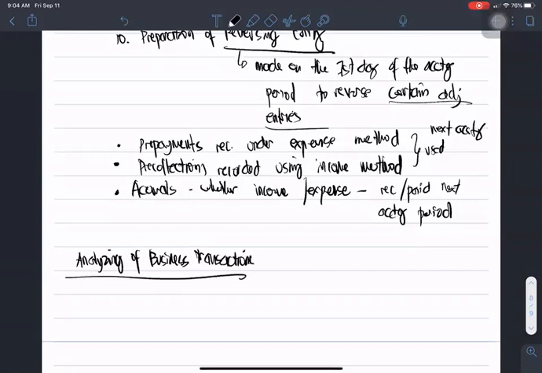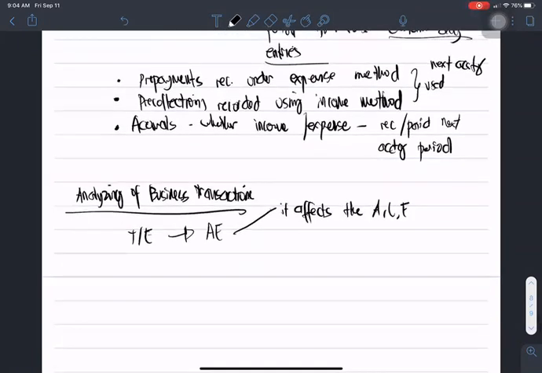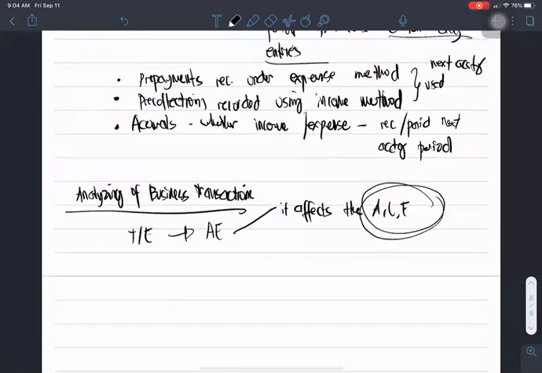So under analyzing of business transaction, we said from a transaction or event, we determine if that is an accountable event. We say it's an accountable event if ever it affects the assets, liabilities, and equity. So what are these assets, liabilities, and equity? Actually, we call these assets, liabilities, and equity the elements of financial statement.